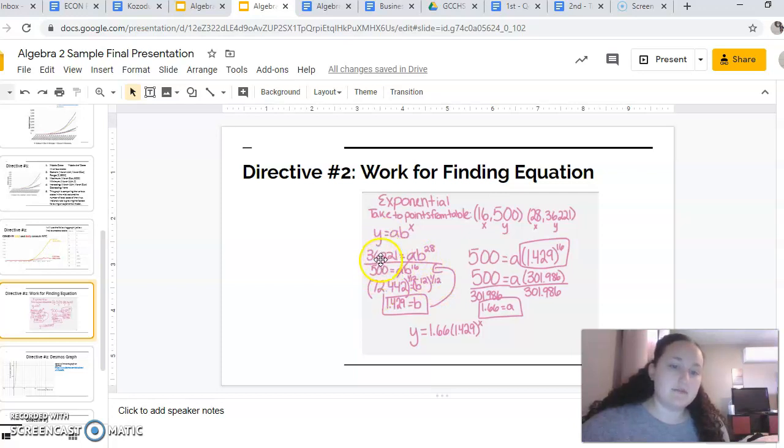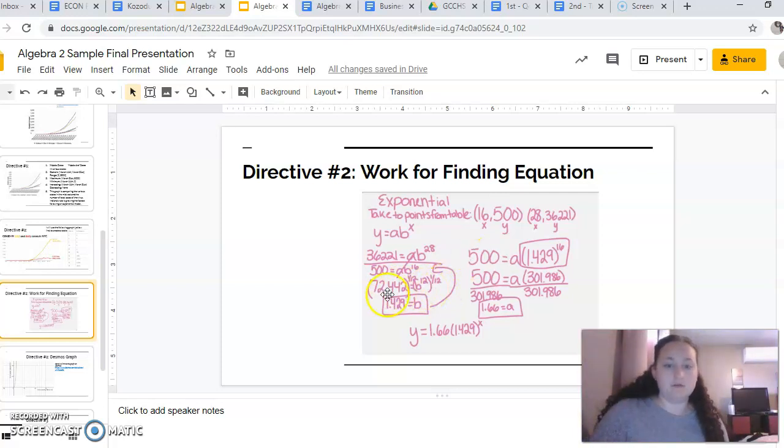When you divide 36,221 by 500, you get 72.442. When you take a divided by a, it cancels. b to the 28 over b to the 16, you have to subtract the exponents. 28 minus 16 is 12. How am I getting rid of that exponent? I'm raising it to the reciprocal.